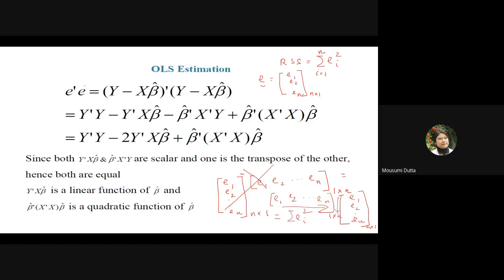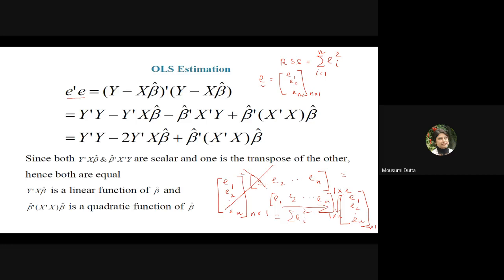So in context of matrix algebra, to have summation e_i square, should we consider e transpose e? Will e transpose e give us summation e_i square? Yes, ma'am. What do you think? It will give us summation e_i square? Yes, ma'am. Okay. So we have to consider e transpose e here.